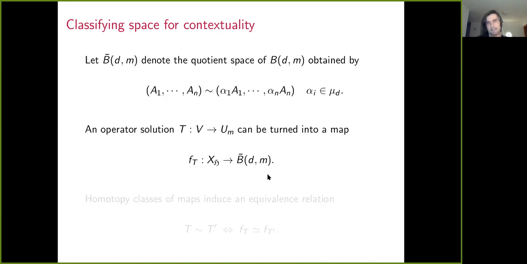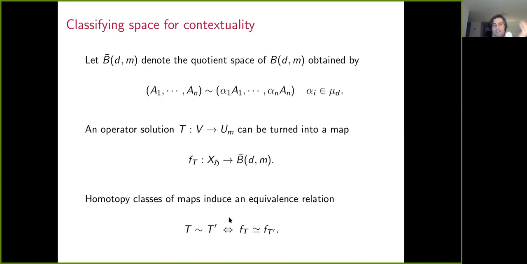I'm not telling how it is defined, but in the Mermin square and star examples, putting the observables on the edges essentially defines this map. That is how it is done in the examples. One can define an equivalence relation on the operator solutions once we have these maps, because now we can introduce the relation of homotopy and say two solutions are equivalent if and only if the corresponding maps are homotopic. This is the way we are going to group operator solutions into classes and then study these classes.